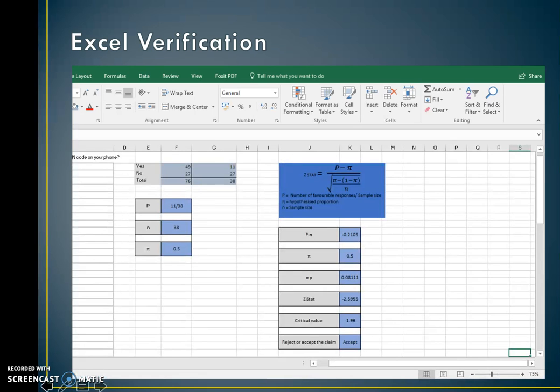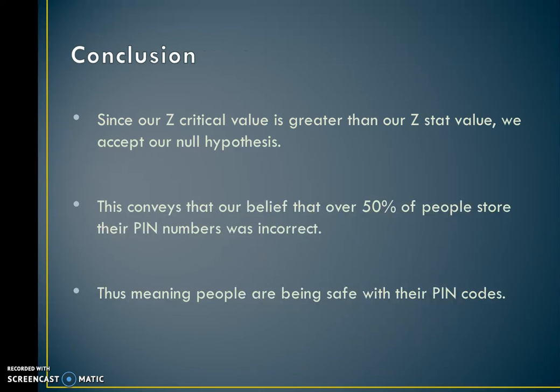As you can see, this is the Excel verification of our test, and our z-stat matches the z-stat that has been produced by Excel at minus 2.5955. Finally, to conclude, we figured out that since our z critical value is greater than our z-stat value, we must accept our null hypothesis, which means that our belief that over 50% of people store their PIN numbers on their phone was incorrect, thus meaning people are being safer with their PIN codes than we first believed.